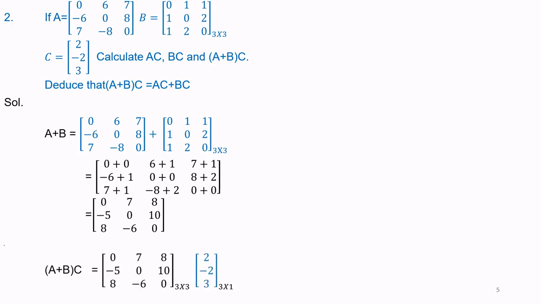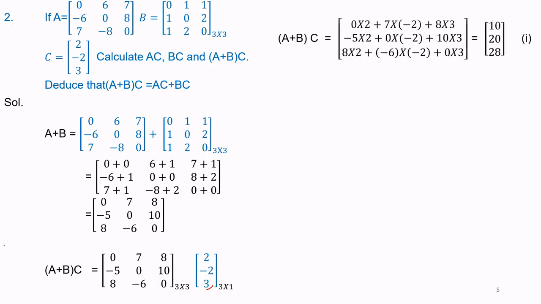So A plus B we have copied as it is and into C. C is a given matrix 2, minus 2 and 3. So you see here matrix A plus B is 3 by 3 and matrix C is 3 by 1. That is 3 rows and 1 column. So we can multiply and the resultant will be 3 into 1. Let us do it.